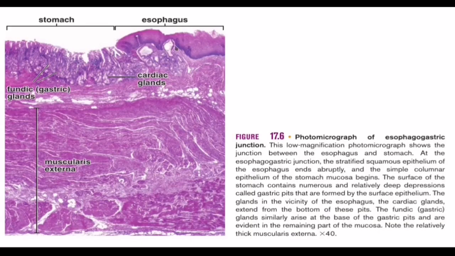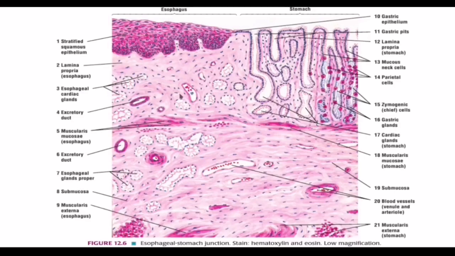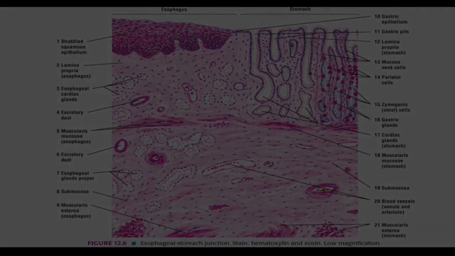Let's look at the gastroesophageal junction. Here we have a transition from our stratified squamous non-keratinized epithelium to a single columnar epithelium. Okay, so let's go to a more visible picture. Right, stratified squamous epithelium to columnar epithelium.